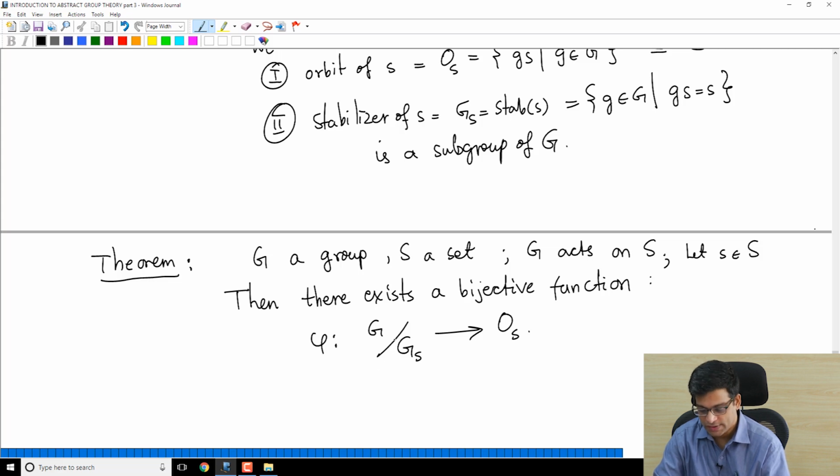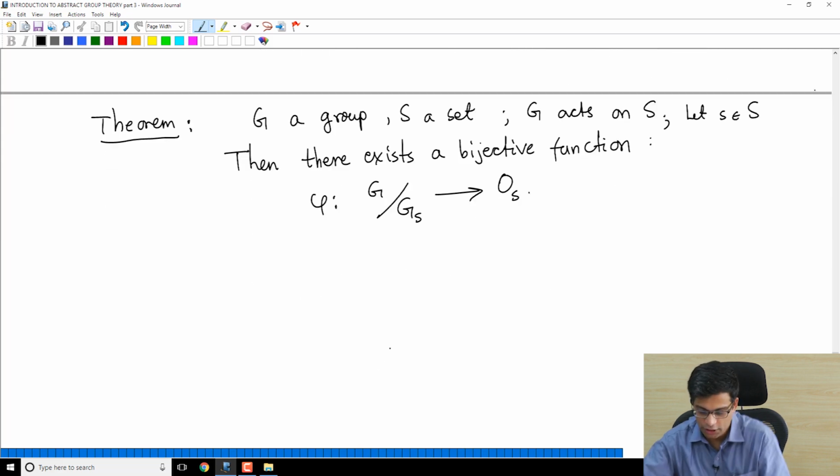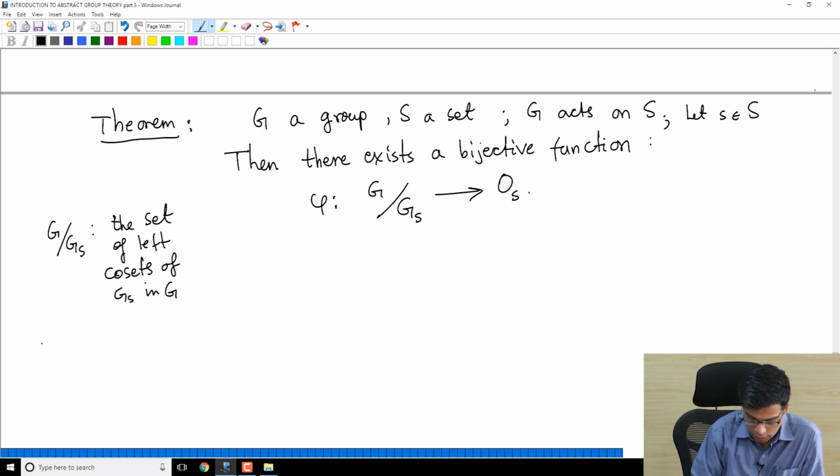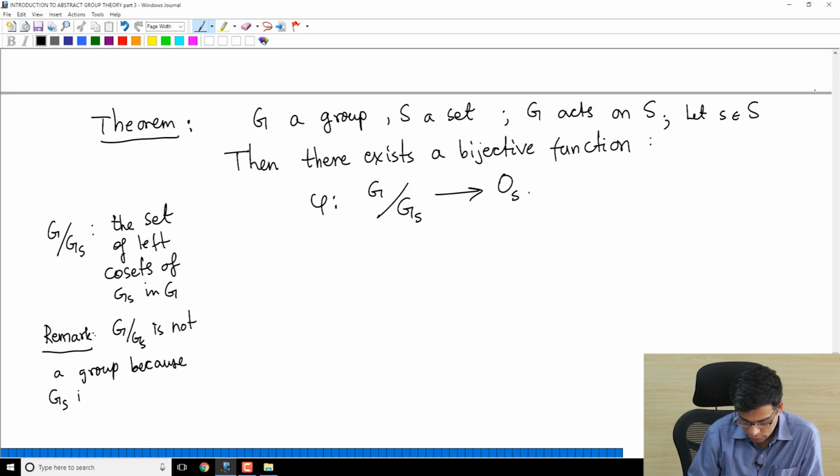What is G mod G_s? G is a group, G_s is a subgroup. So G mod G_s is simply the set of left cosets of G_s in G. I must remark here that this is not a group, because G_s is not necessarily a normal subgroup.